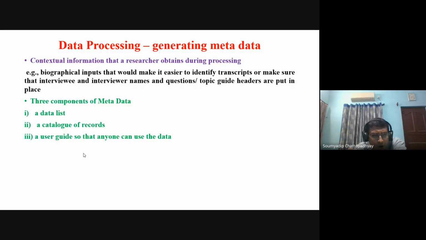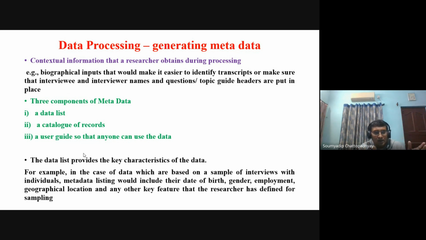And there are three components of metadata. One is the data list, second a catalog of records, and third is a user guide so that anyone can use this data. This is very important because as a researcher you are collecting your data, so it is your responsibility to think of developing a user guide, so that later on those who will be researching the same topic will find it easier to analyze and understand your data. This is how generally we create metadata.